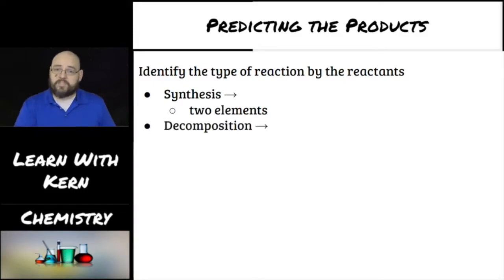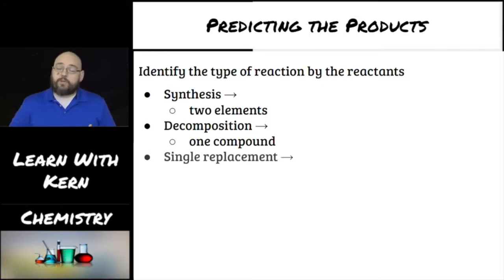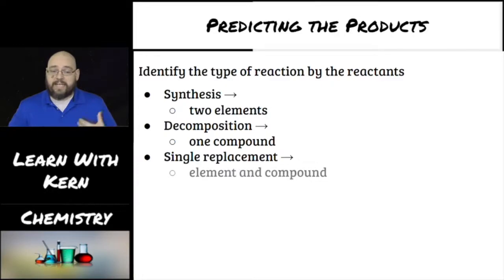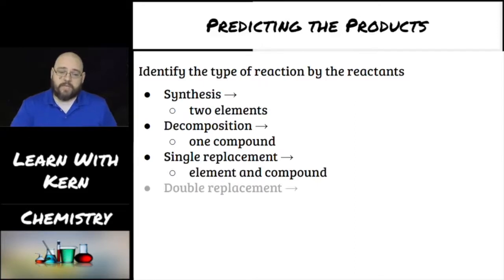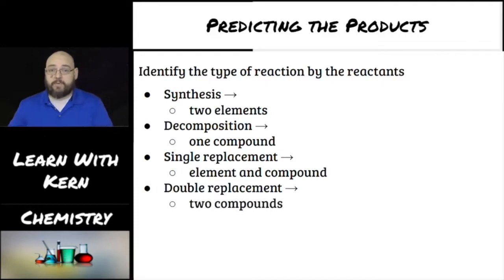With a decomposition reaction, you're going to have only one reactant. So it's usually going to be just one compound. Well, it has to be one compound because elements can't decompose. So you're going to have one compound and that's it. Single replacement is always going to be an element plus a compound. That's how you identify it as a single replacement. And then you're going to have a double replacement reaction, which is going to be a compound plus a compound. So you'll have two compounds.